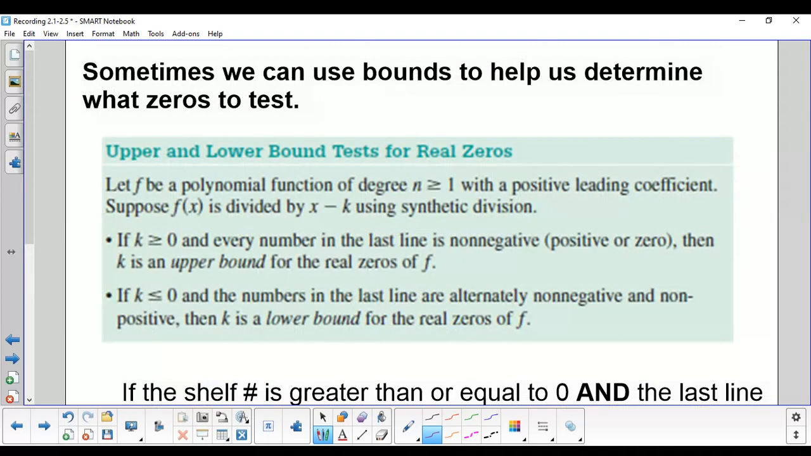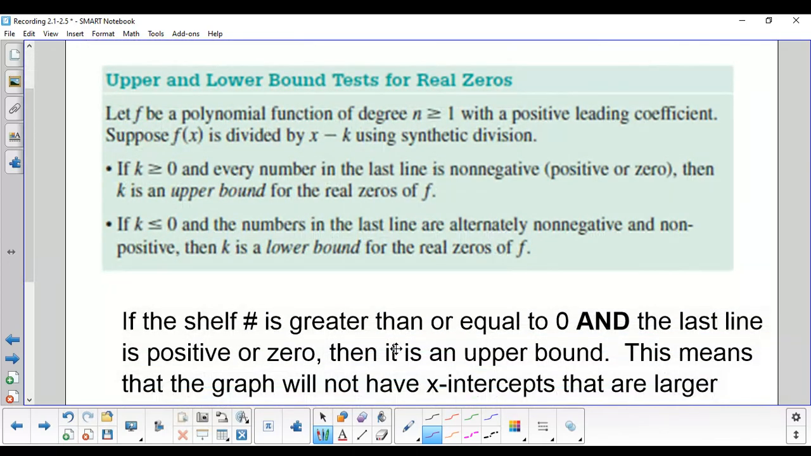All right, we have one last concept that I want to teach on today, and that is upper and lower bounds. Upper and lower bounds are a way to reduce the number of zeros that you might have to test. If you're given a polynomial with a degree that is greater than 1 and a positive leading coefficient, we can do synthetic division to determine if there are zeros that will fall beyond or outside of a certain window. How this works is there are two tests that take place.